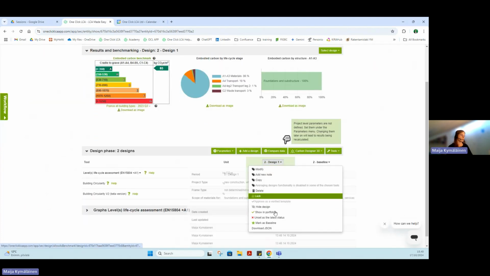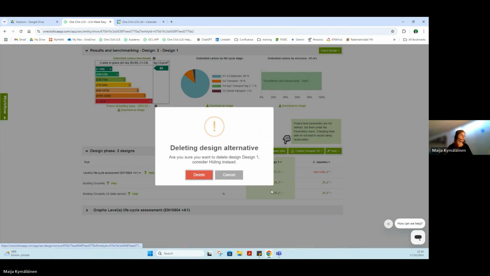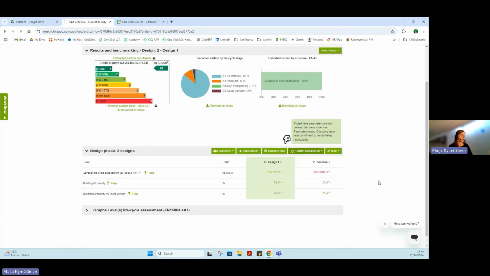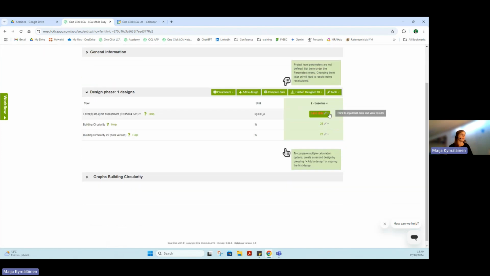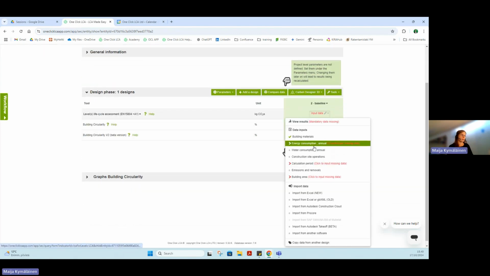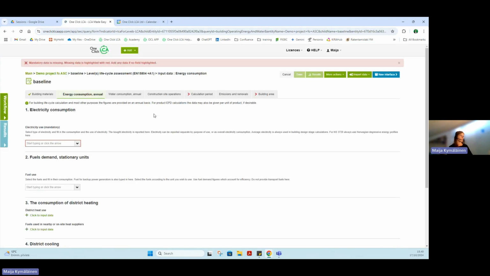Let's actually remove this one, because we don't need it anymore, but we can just check out the baseline design here. Oh yes, so we get results here, but we don't get them until we fill in all these mandatory parts. So we need to first input the electricity use.